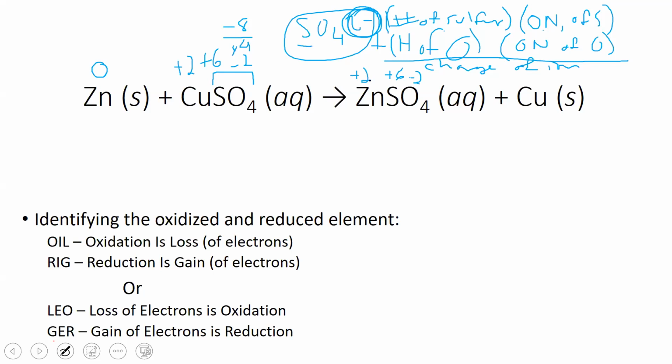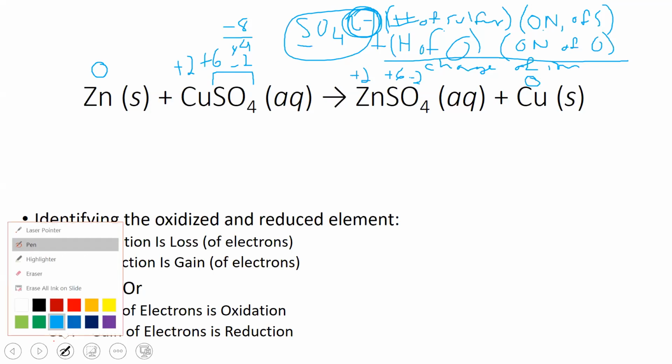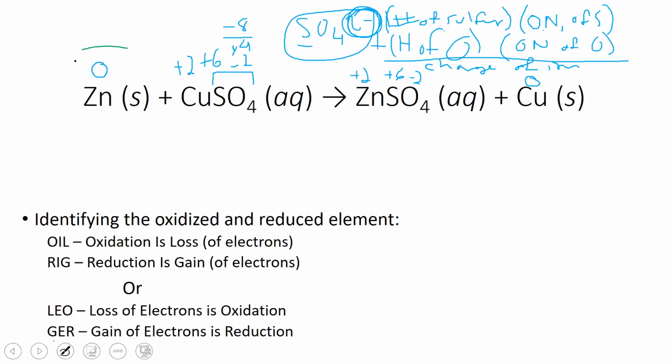And then over here we have copper. It's in its elemental form by itself, and so it's going to be a 0. So I'm going to put a box around each of the oxidation numbers for each of the elements in this chemical equation.